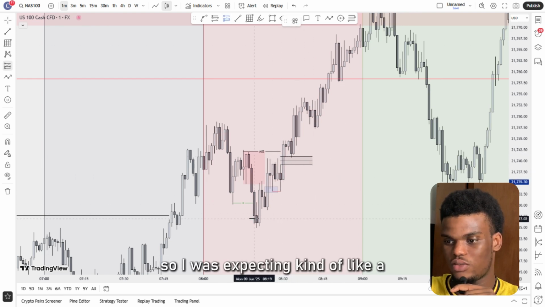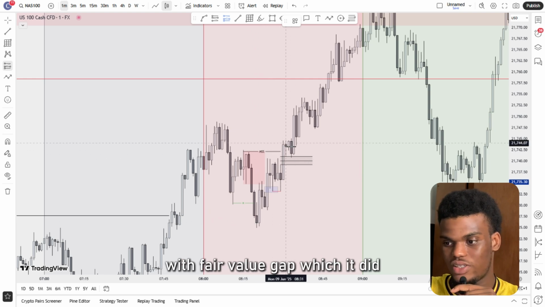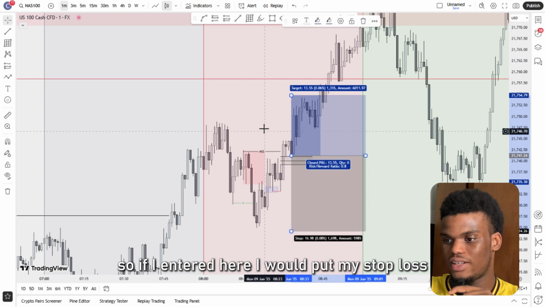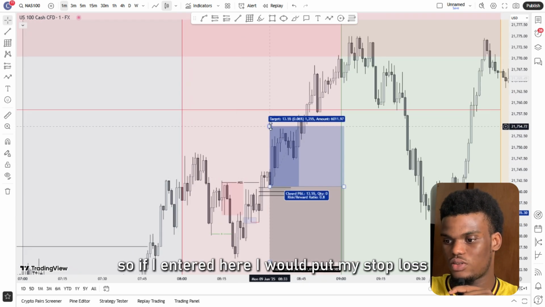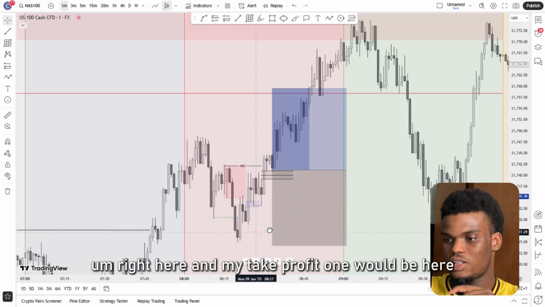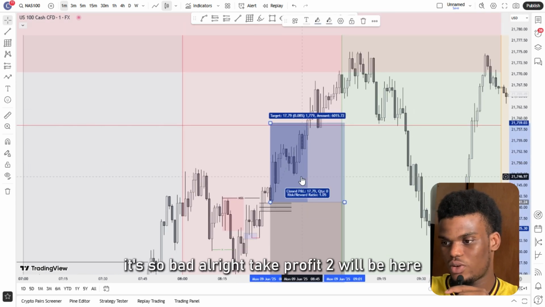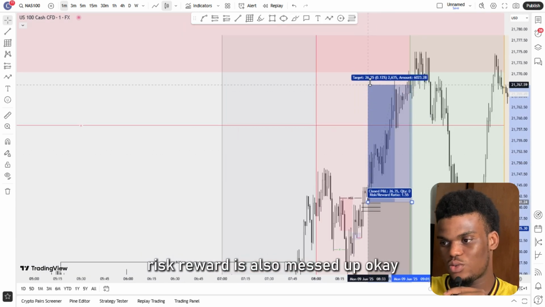So I was expecting a market structure shift from here with a fair value gap, which it did, but then the fair value gap was in the premium area of price. So if I entered here, I would put my stop loss right here, and my take profit one will be here, but then look at the risk reward, it's so bad. Take profit two will be here. Risk reward is also messed up.